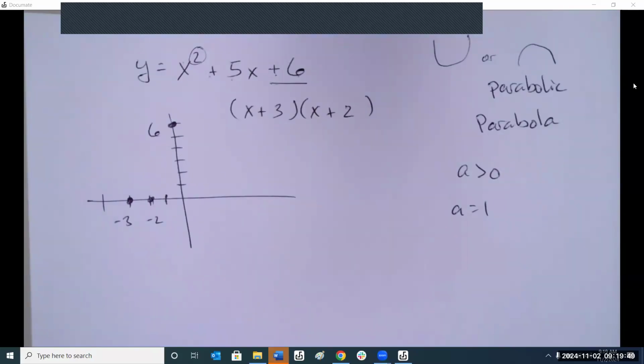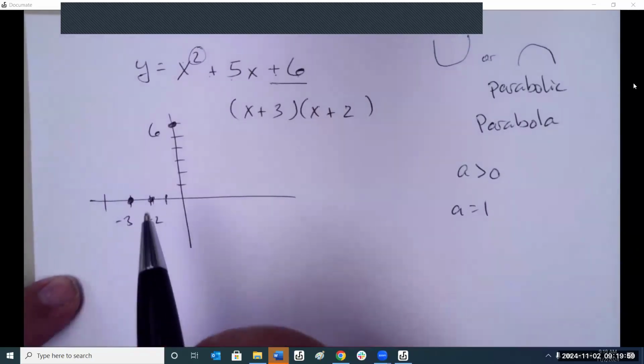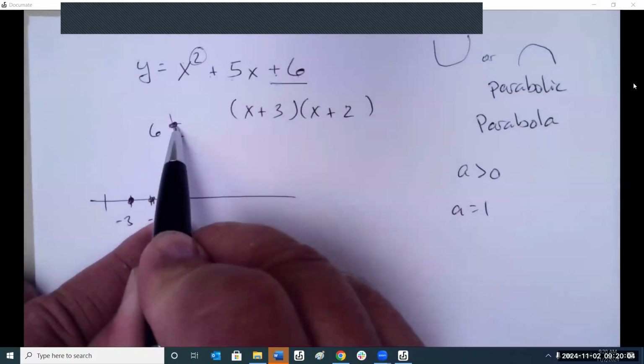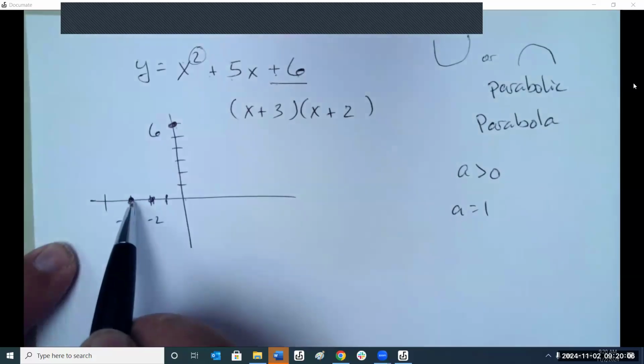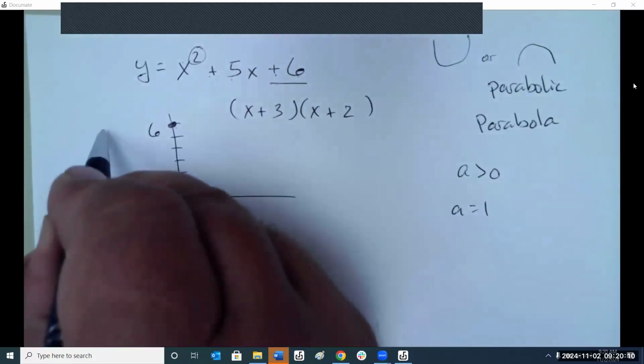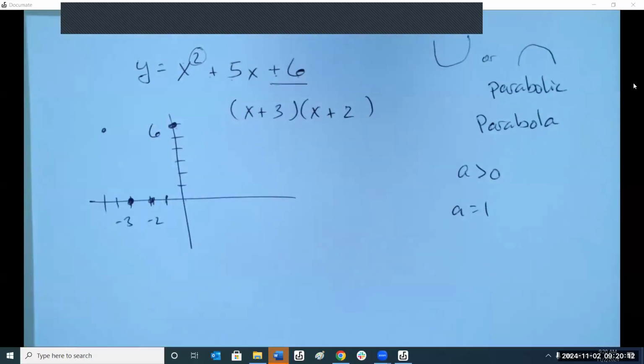What else do we know? Parabolas, the squared functions. We know they're symmetric. Do we know any other more points? Yeah. If we go to this point and 2 to the right, up 6, we got a point. So this one here, if we go 2 to the left and up 6, we'll have another point. Because it has to be symmetric.